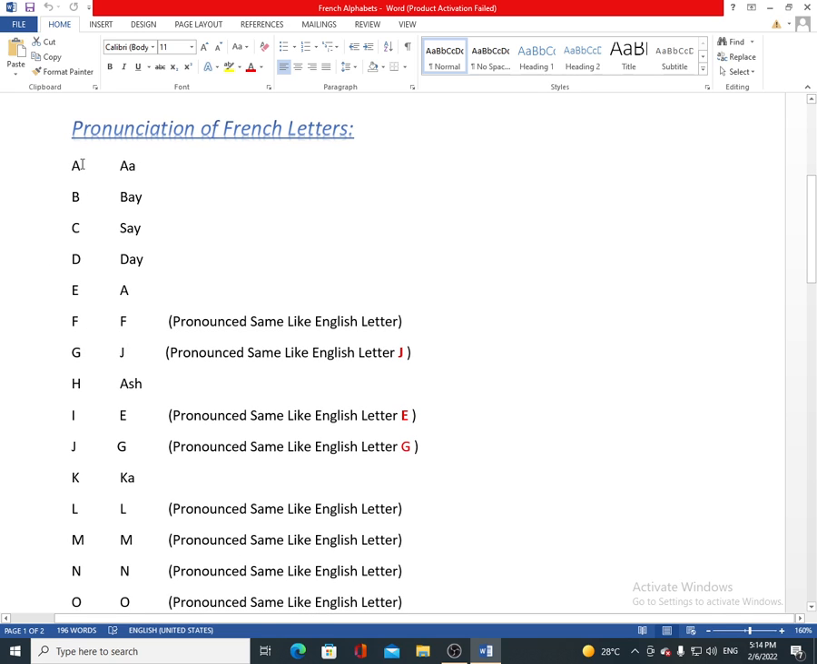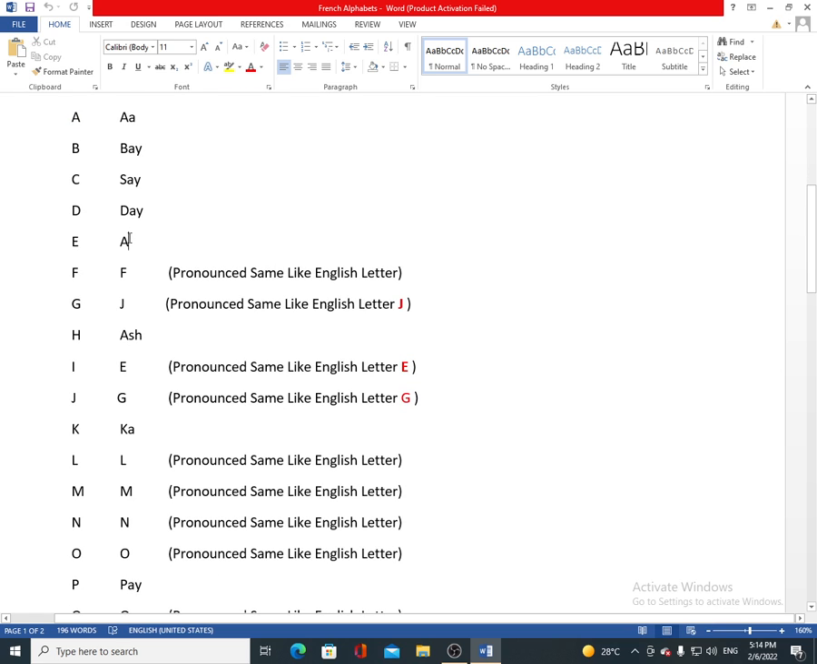The first letter is pronounced as A. B is pronounced as B. C, which in English is pronounced as Se. D as De. E as A. Just A. Here we pronounce the letter A as A. Here the letter E is pronounced as just A.